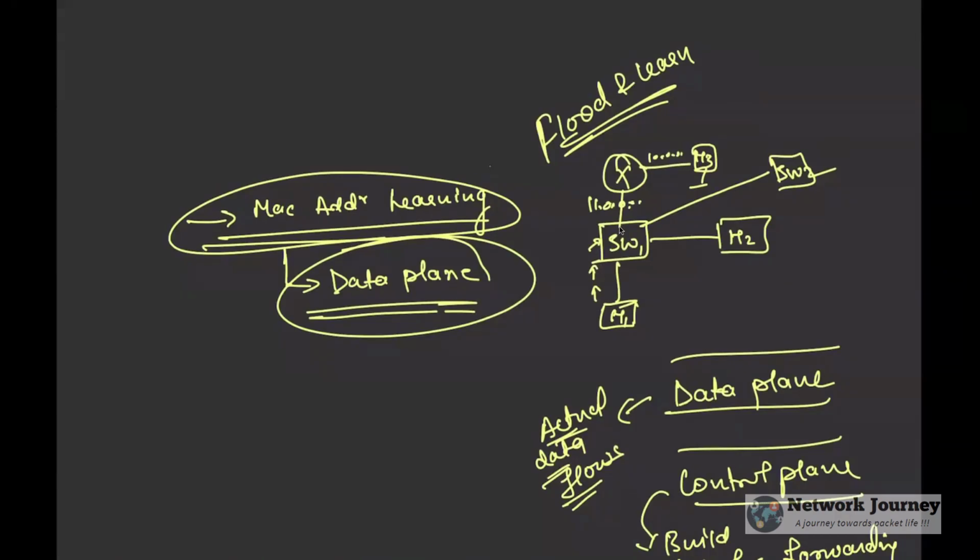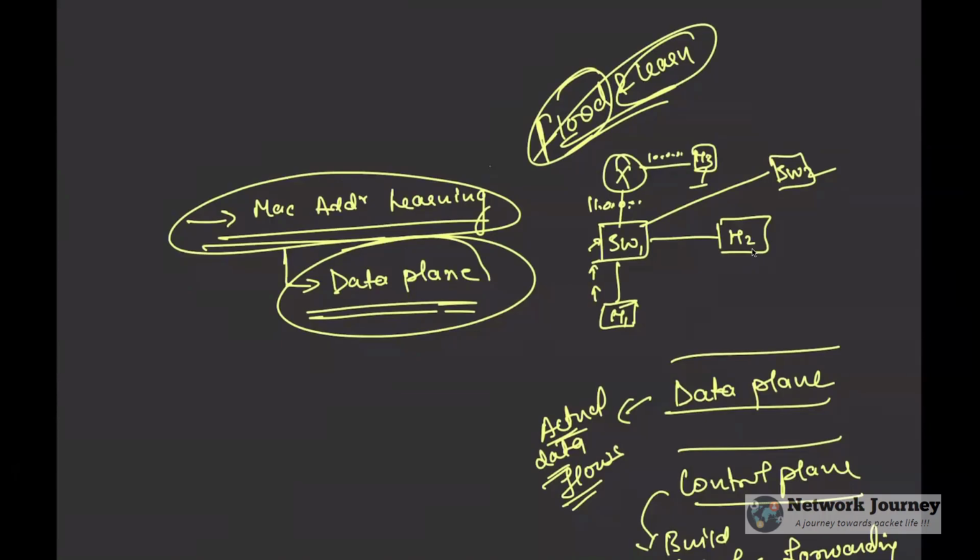You have a broadcast request. It goes to the switch, and the switch broadcasts it to all. Then the host which has that MAC address replies. When the reply comes, the switch learns the address. This is known as flood and learn. It is an unnecessary wastage of the links.